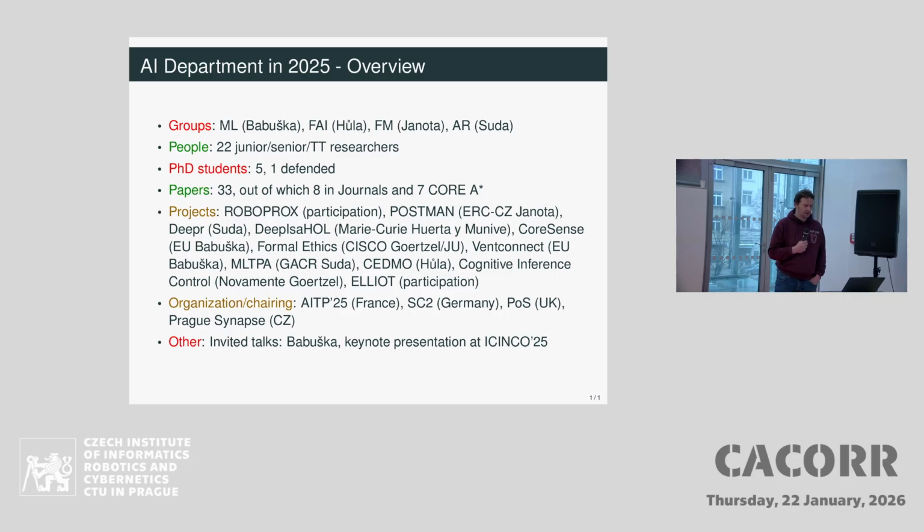So I counted 8 journal papers and 7 core A-star. For those who don't know, A-stars are typically more difficult to get accepted than journals. We participate in a bunch of projects, and we organize events. So I don't have much more to say. And we can move to Martin, or no, wait.